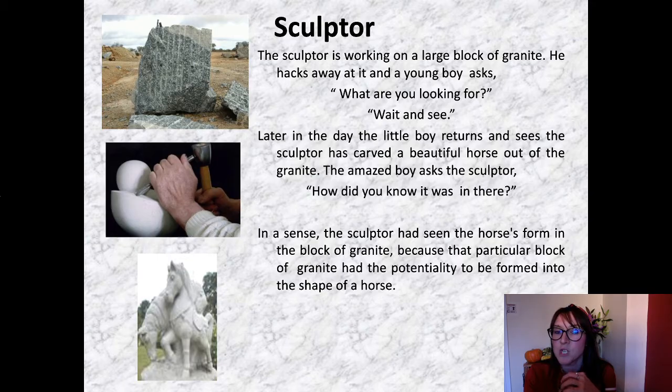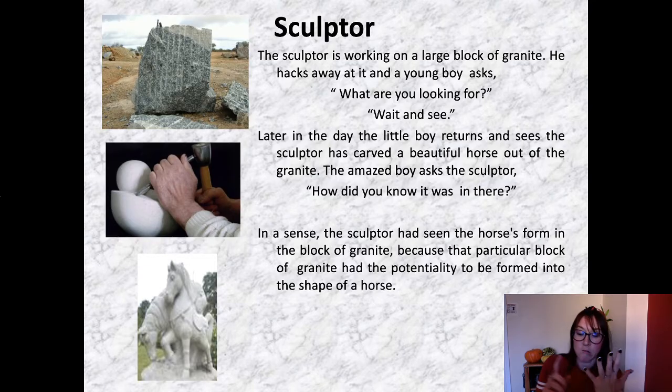Later in the day, the little boy returns and sees the sculptor's carved a beautiful horse out of the granite. The amazed boy asks the sculptor, "Well, how did you know it was in there?" In a sense, the sculptor had seen the horse's form in the block of granite because that particular block of granite had the potentiality to be formed into the shape of a horse. Examiners don't want you to retell the story.